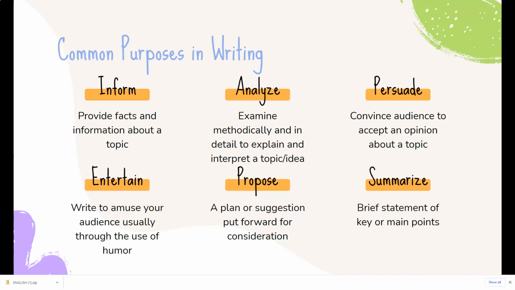to persuade, which is to convince an audience to accept an opinion about a topic, to entertain, which is to amuse your audience, usually through the use of humor, to propose, which is to put forward a plan or a suggestion for consideration, and to summarize, which is to write a brief statement of key or main points.